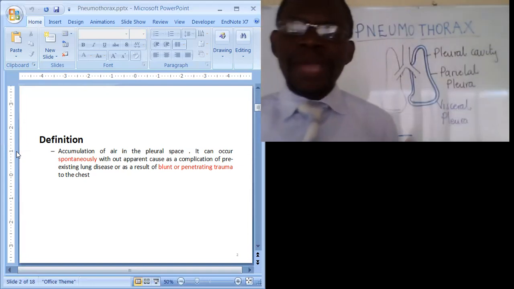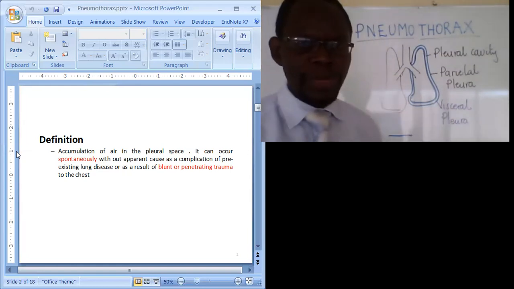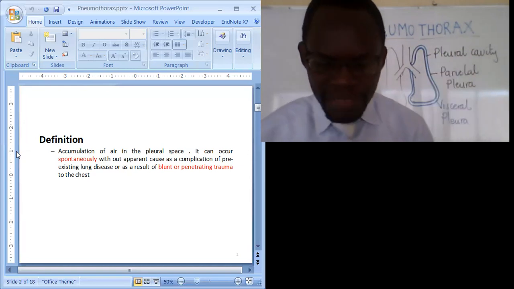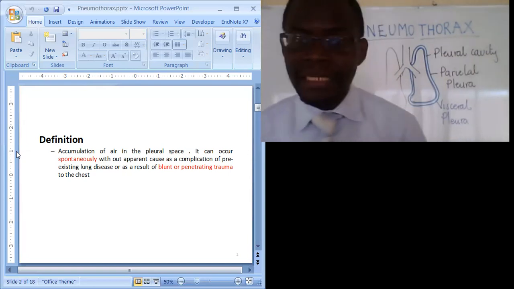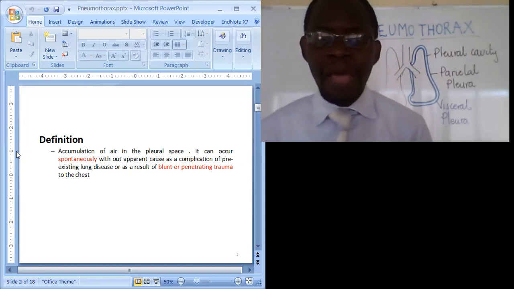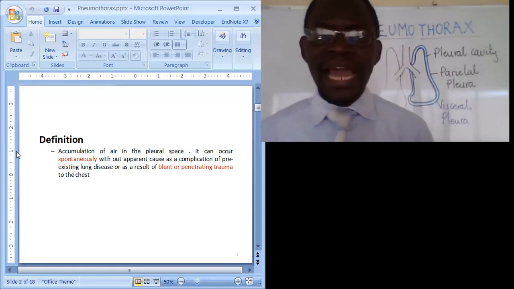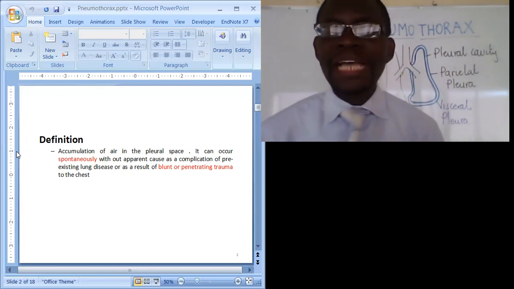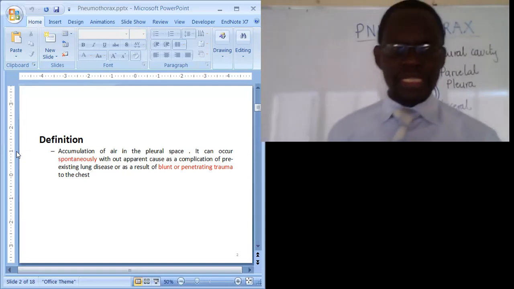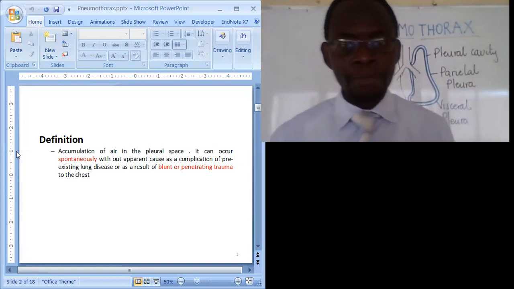So we are saying that pneumothorax is basically accumulation of air in the pleural space. It can occur spontaneously. By the word spontaneously, we mean it can occur suddenly, without any apparent cause, or as a complication of an existing lung disease, or it can occur as a result of blunt trauma. In other words, they stab you in the chest. So it can occur as a result of blunt trauma or even penetrating trauma in the chest.